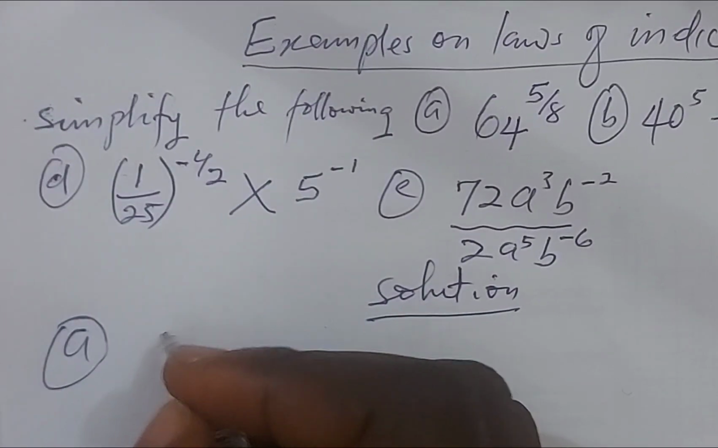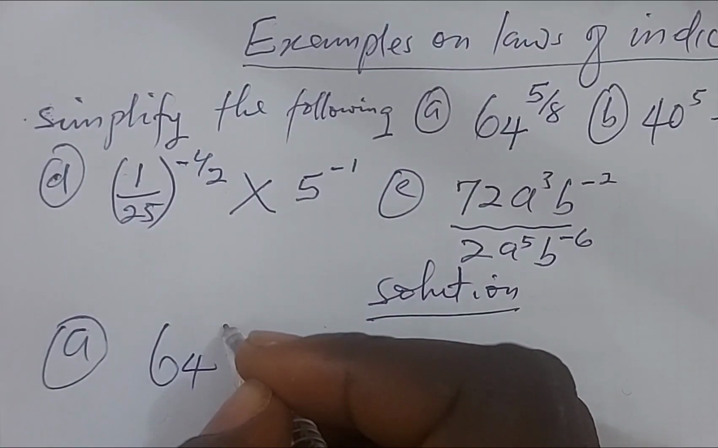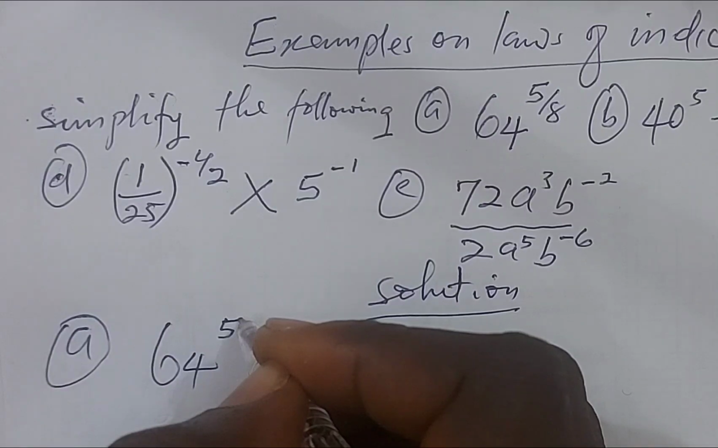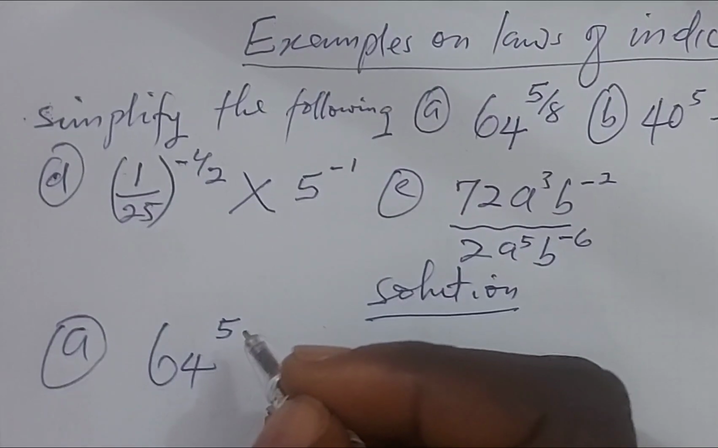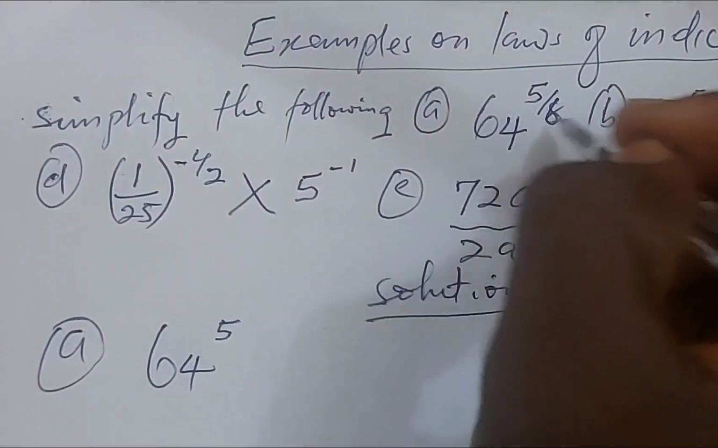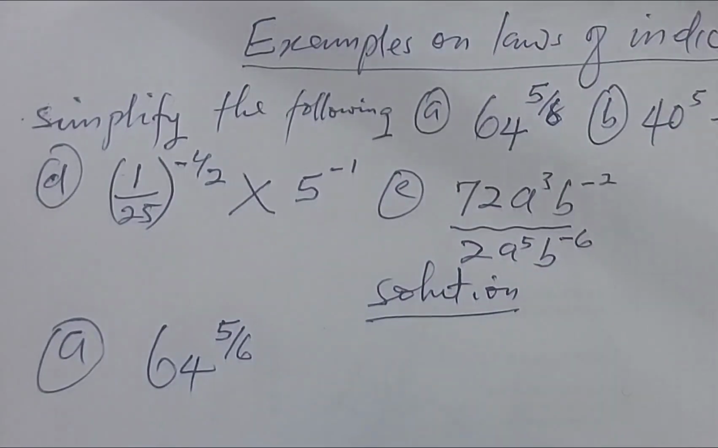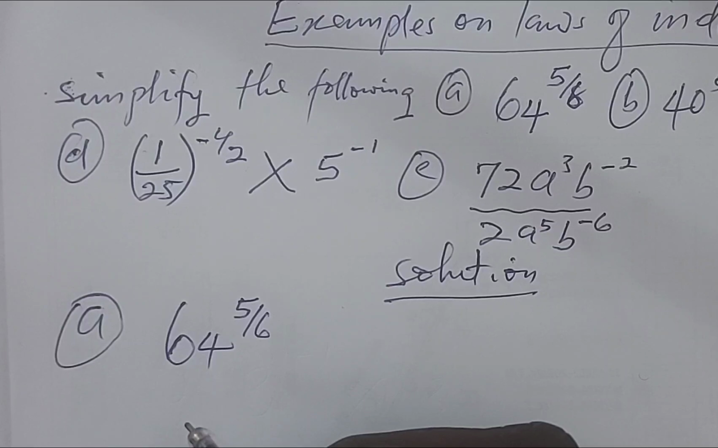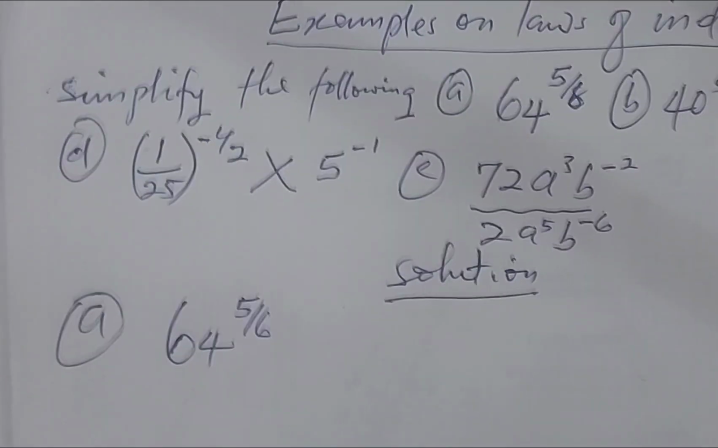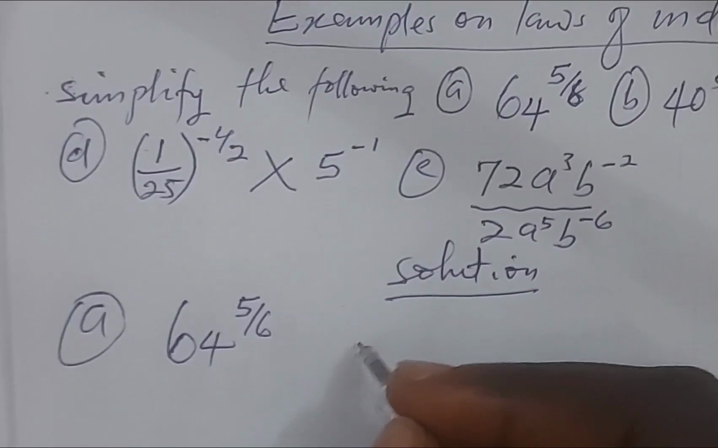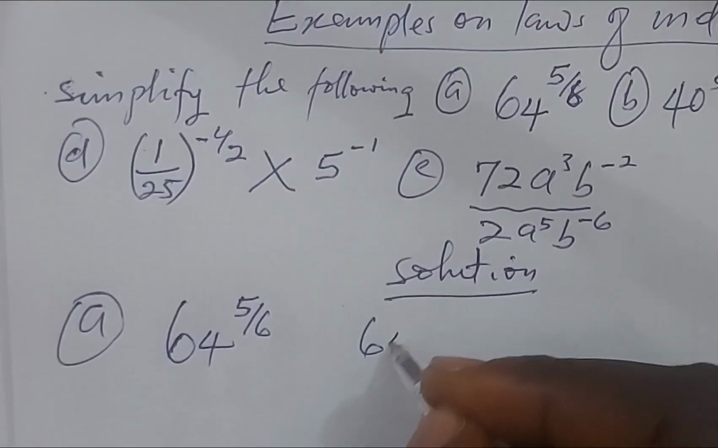We have 64 raised to the power of 5 over 6. So when you have this kind of question, you try to reduce 64 to the lowest number that you can raise to a power and get 64. So let's go by dividing it.